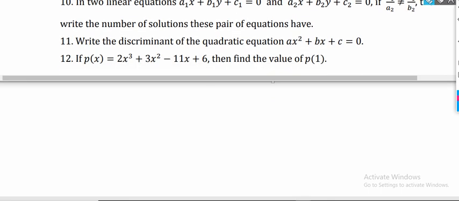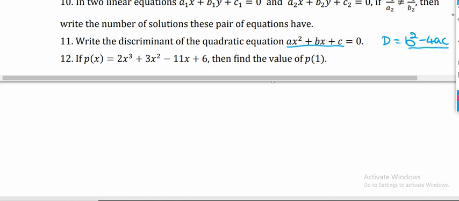Write the discriminant of the quadratic equation ax square plus bx plus c. So this is the standard form, or the general form, of the quadratic equation. Here they have to write the discriminant. Discriminant D is equal to b square minus 4ac. This is enough for writing the discriminant. If they give any quadratic equation and want to find out the value of the discriminant, you have to substitute the values here for a, b, c.